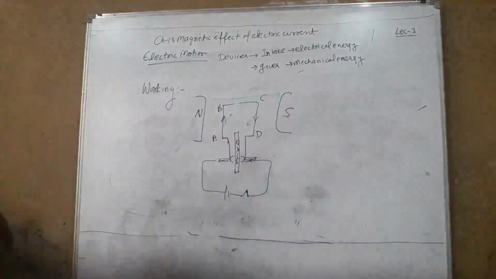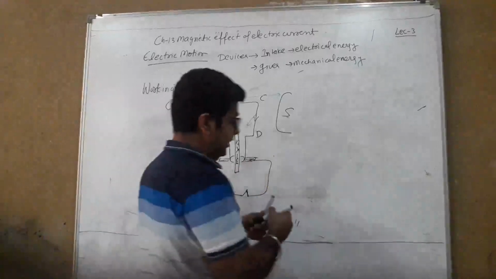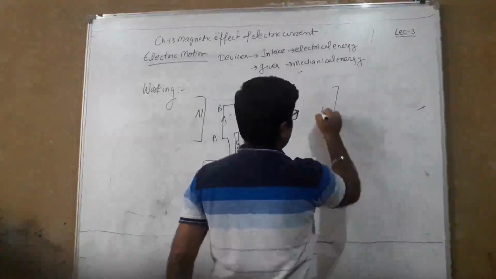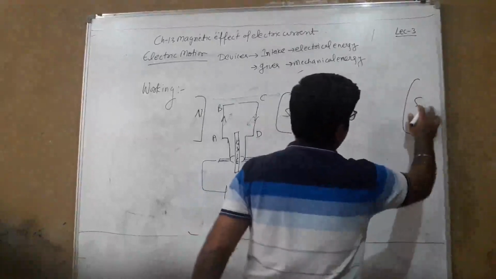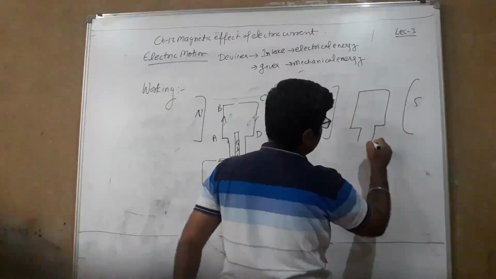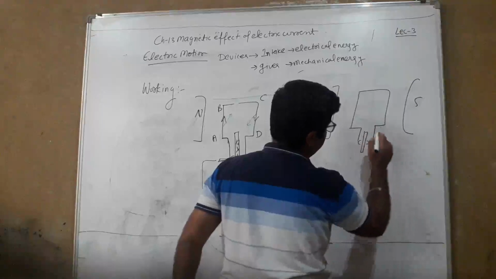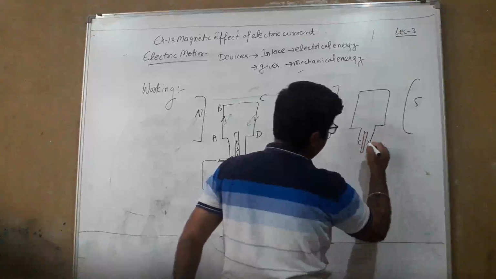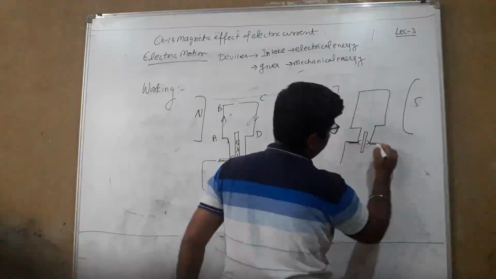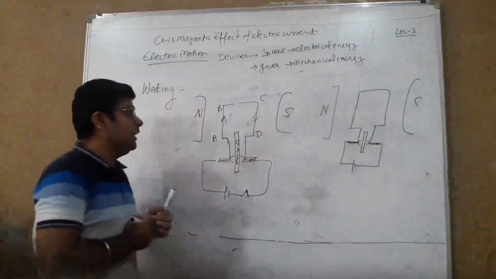So now what is the conclusion? What happens actually? Let me explain the same thing with a different situation. Again, this is north, this is south, this is our armature, this is our axle. Here I have split rings, and these split rings are attached with the carbon brushes. Yes, they are made up of carbon. And this is our cell.